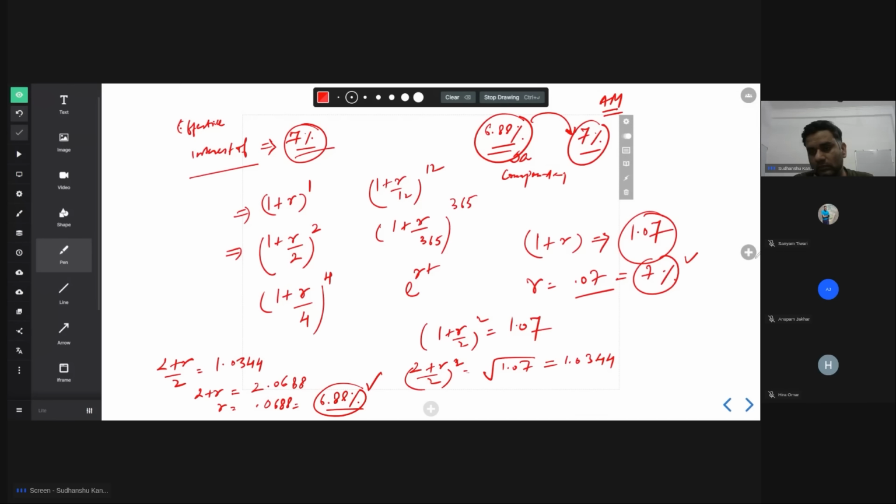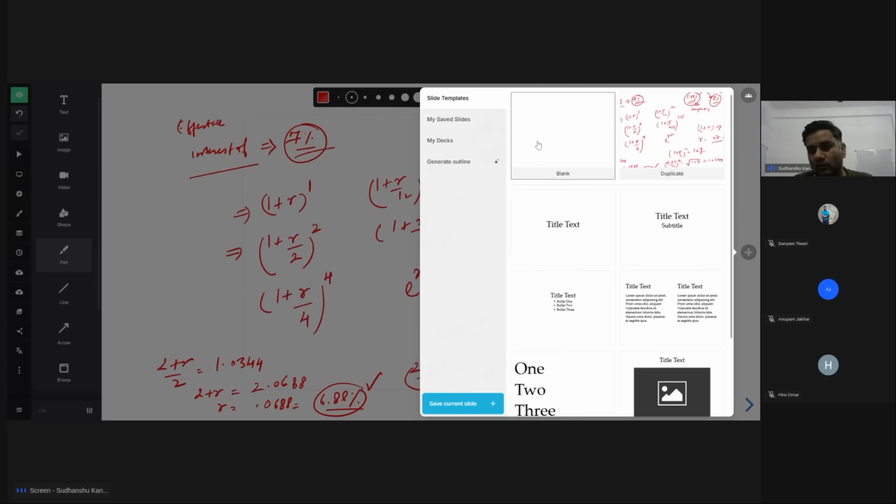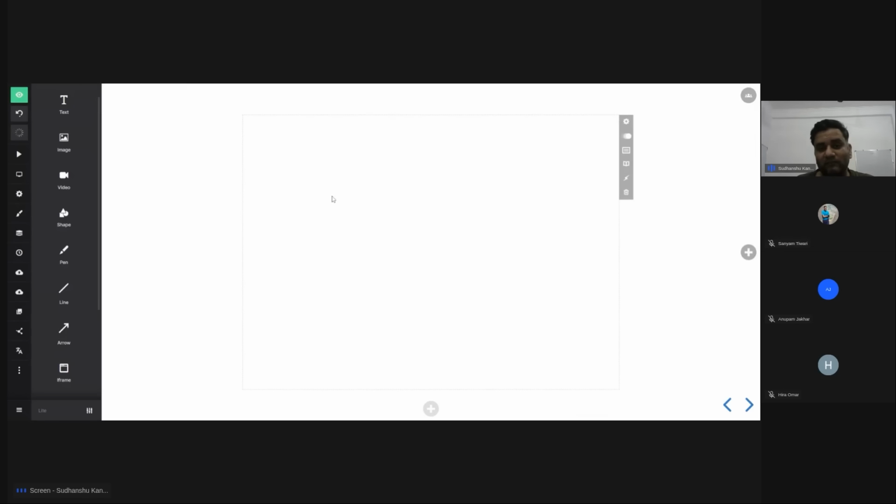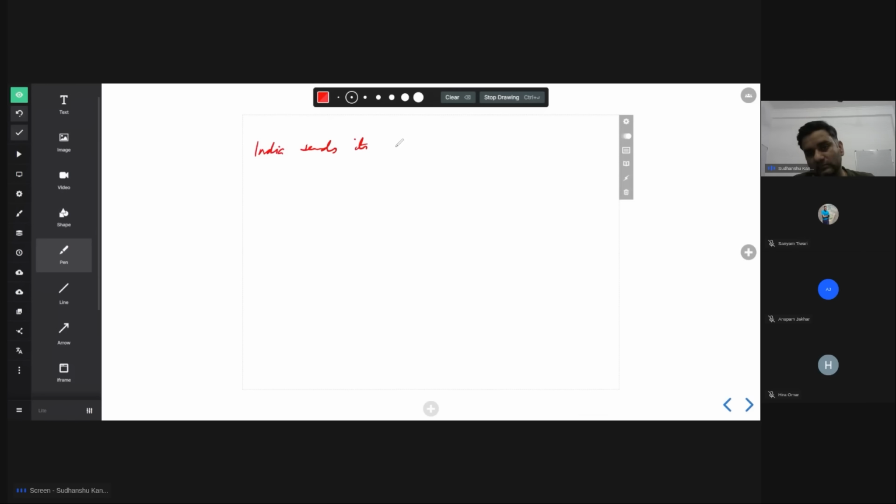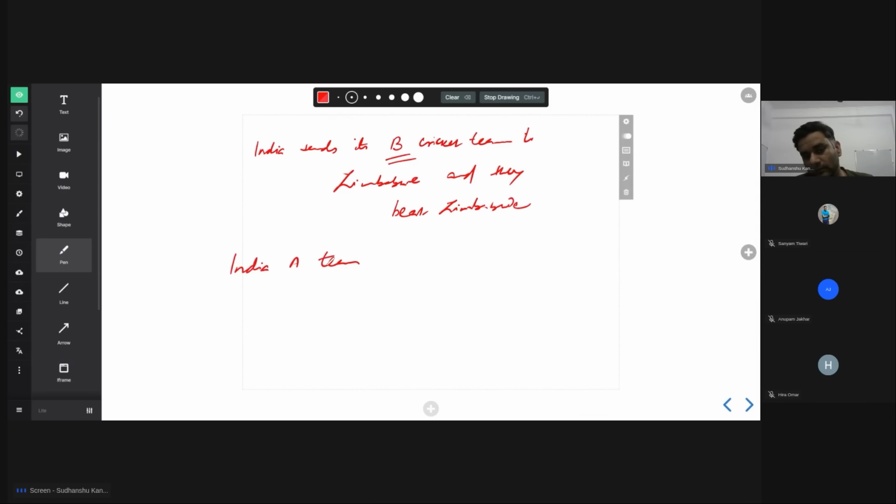Or if you put it in, let's say, simple cricketing terms, let's talk about a little bit of cricket. If I say to you that India sends its B cricket team to Zimbabwe and they beat Zimbabwe, so what can you say about the India A team? Assuming the India A team is a better team than the India B team, you will say, oh, the India B team is able to beat Zimbabwe, so the India A team is much stronger than that.